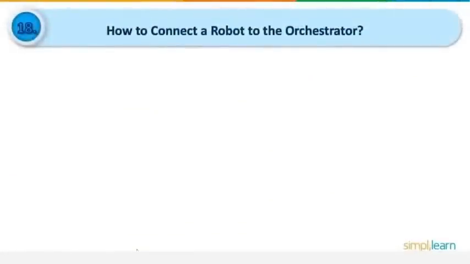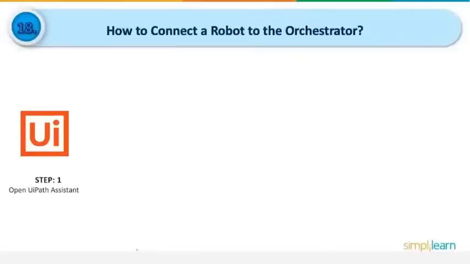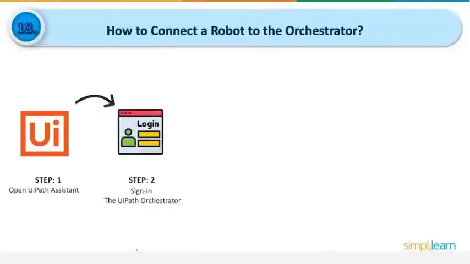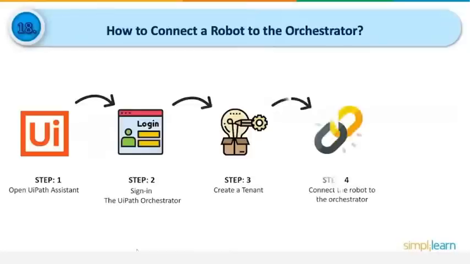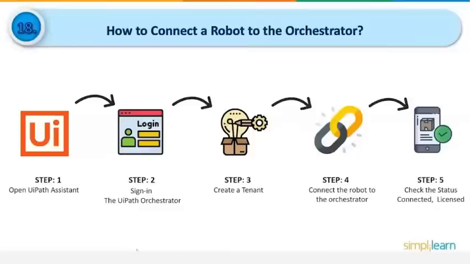How to connect a robot to the orchestrator? Step 1. Open UiPath Assistant. Step 2. Sign in to the UiPath Orchestrator. Step 3. Create a tenant. Step 4. Connect the robot to the orchestrator. And Step 5. Check the status. It shows connected and licensed. So let's see a demo of how to do this. So let's jump into the UiPath Studio.